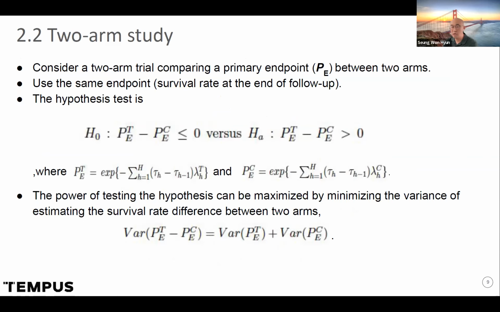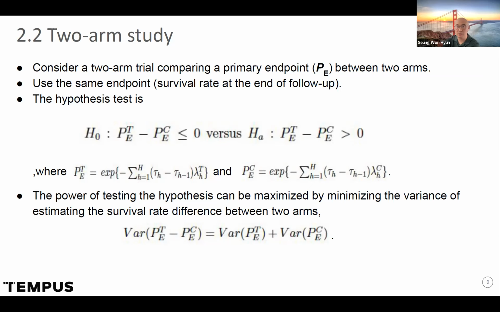Okay, so now I show you how we approximate the variance for the primary endpoint under the single-arm study. So here I extend the single-arm study to a two-arm study and see how we can approximate the variance for the primary endpoint. So now we consider a two-arm trial comparing a primary endpoint between two arms, the treatment versus control. For the primary endpoint, again, we use the same endpoint, survival rate at the end of follow-up. And the hypothesis we want to test is that the survival rate for the treatment arm is higher than the survival rate for the control arm.